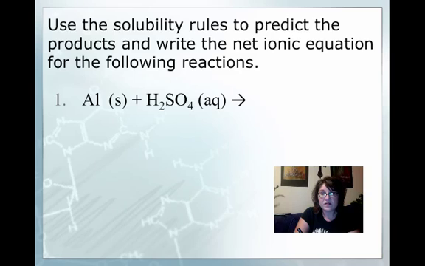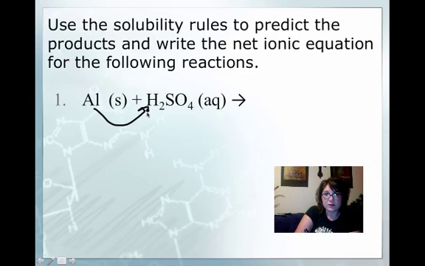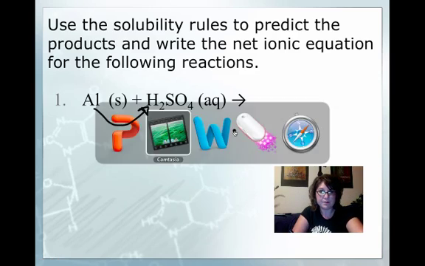Okay, we need to use the solubility rules to predict the products and write the net ionic equations for these reactions. So I've got my solubility rules handy. If you need to look at yours still, you can look at yours. Let's see what would happen if aluminum were to replace hydrogen. Would we get something soluble or insoluble? So we need to look at the rule for sulfate.